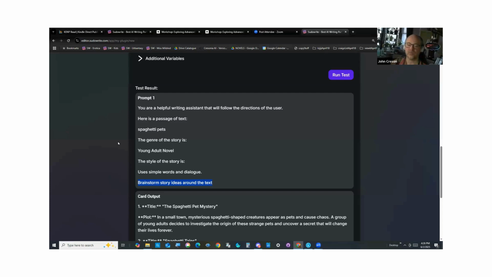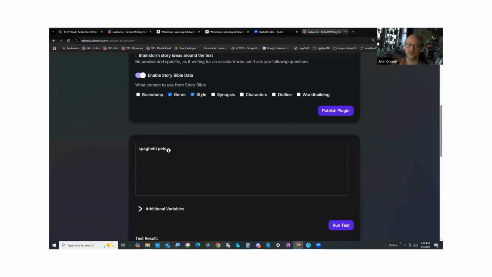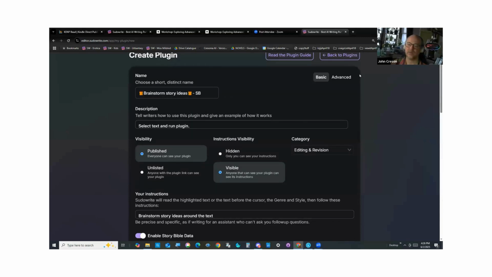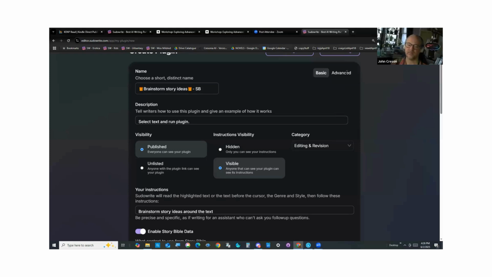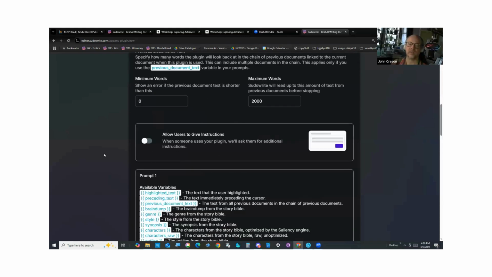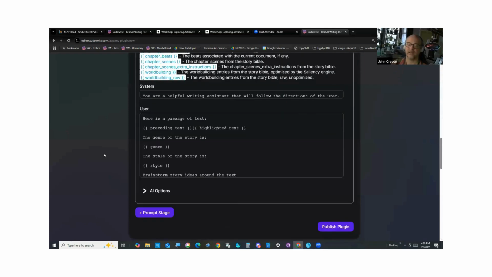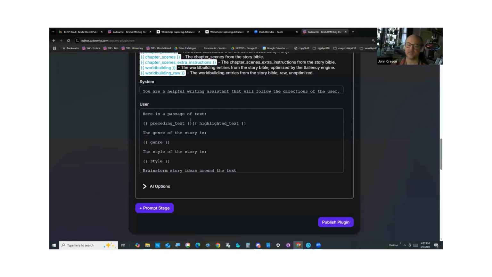So what you don't see right now is what your plugin really looks like. But if you go to the Advanced tab, it will show you more about what your plugin actually looks like. So I'm going to ignore all the stuff above. Just come down to the user. And it says, here's a passage of text. Preceding text, highlighted text. The genre of the story is genre. The style of the story is style.